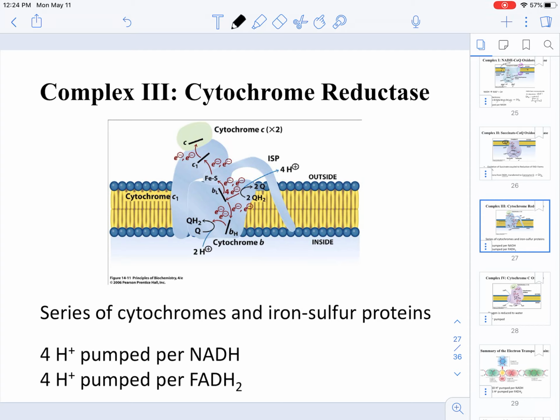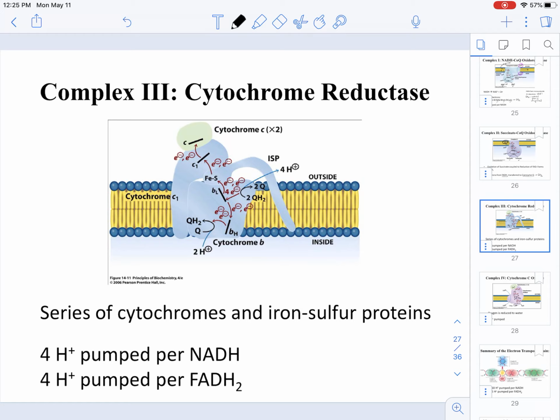Complex 3 is known as cytochrome reductase, okay? So understand that a series of cytochromes and iron sulfur proteins are going to be involved in this process. I'm not going to be talking about those reactions in detail. What I mainly want to remind you is that complex 1 pumped protons, complex 2 didn't have any pump, it was not pumping protons from matrix to inner membrane space of the mitochondria.